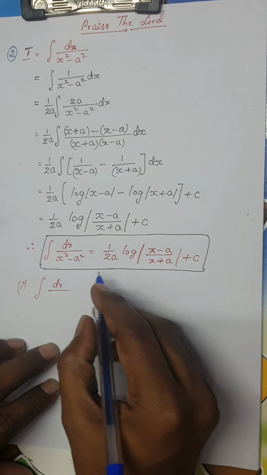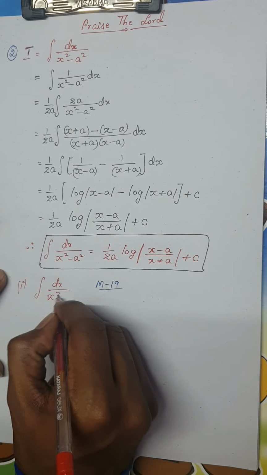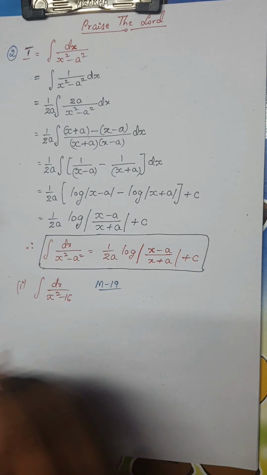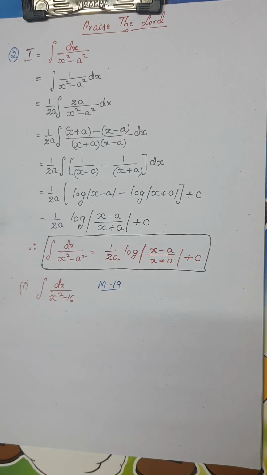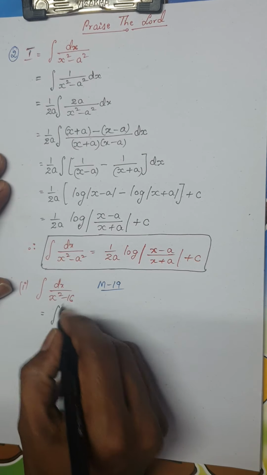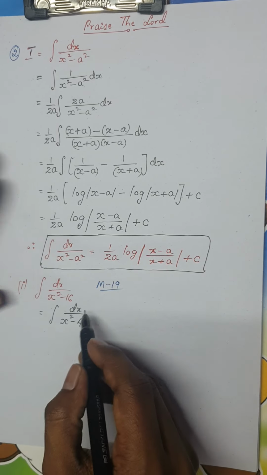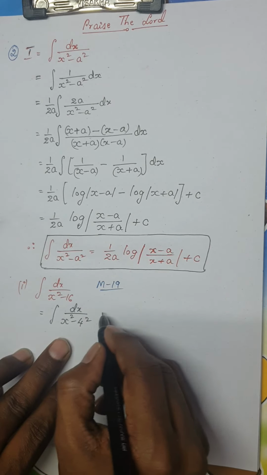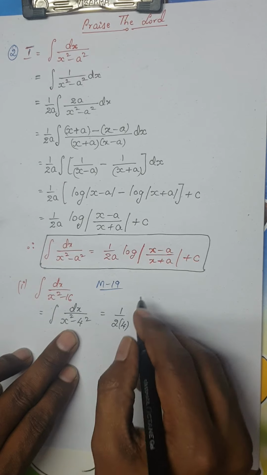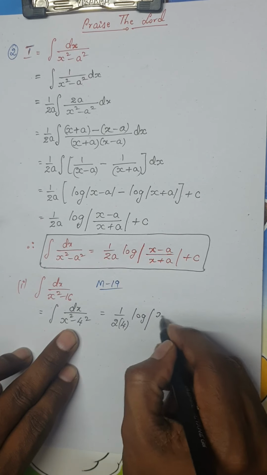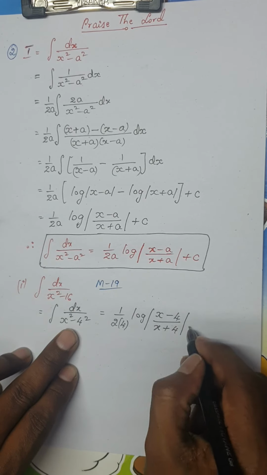The question asked in March 2019 is integral of dx divided by x square minus 16. Now how can we solve this? Using the same result given above, this can be written as integral of dx divided by x square minus 4 square, since 4 square is 16. So this can be written as 1 divided by 2a, where a is 4 here, into log of mod x minus a divided by x plus a, that is x minus 4 divided by x plus 4, plus c.